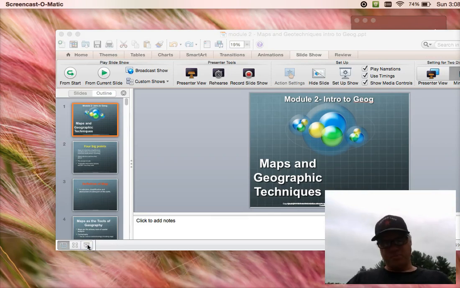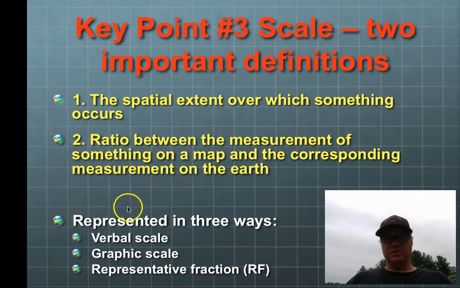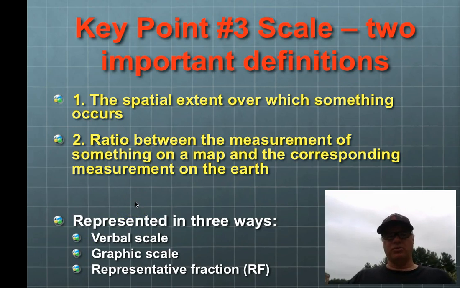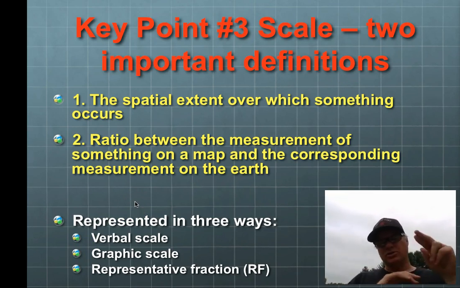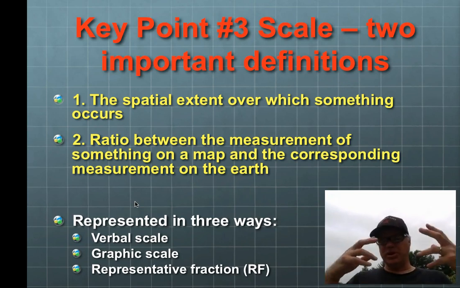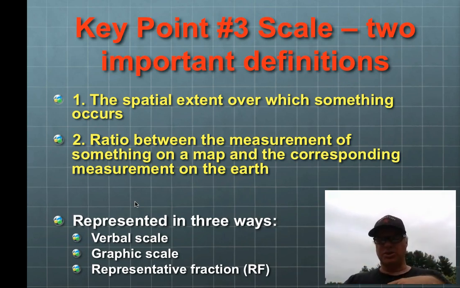Okay, so that definition of scale is one of the important ones here in terms of what is the spatial extent over which something occurs. There's a second way that geographers talk about scale, and it has to do more directly with mapping, and that is the ratio between the measurement of something on a map and the corresponding measurement on the Earth.